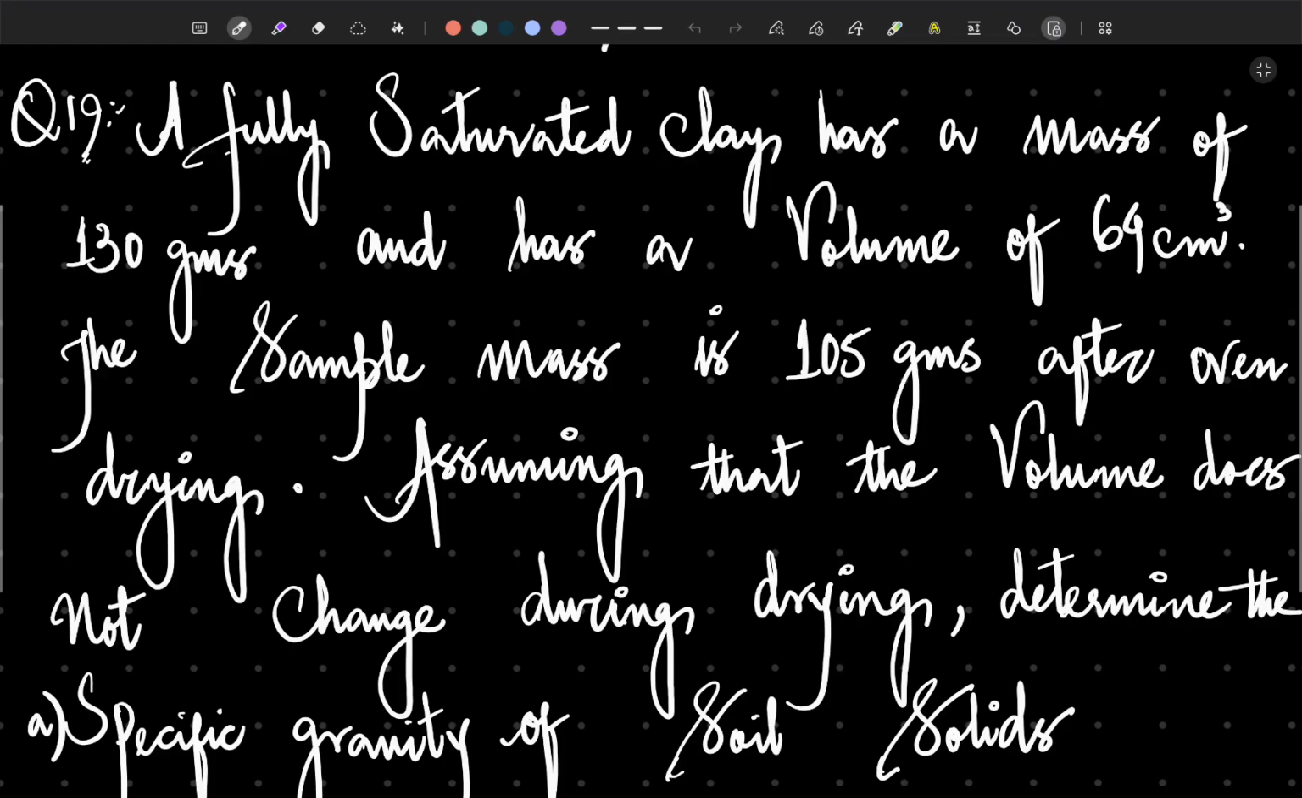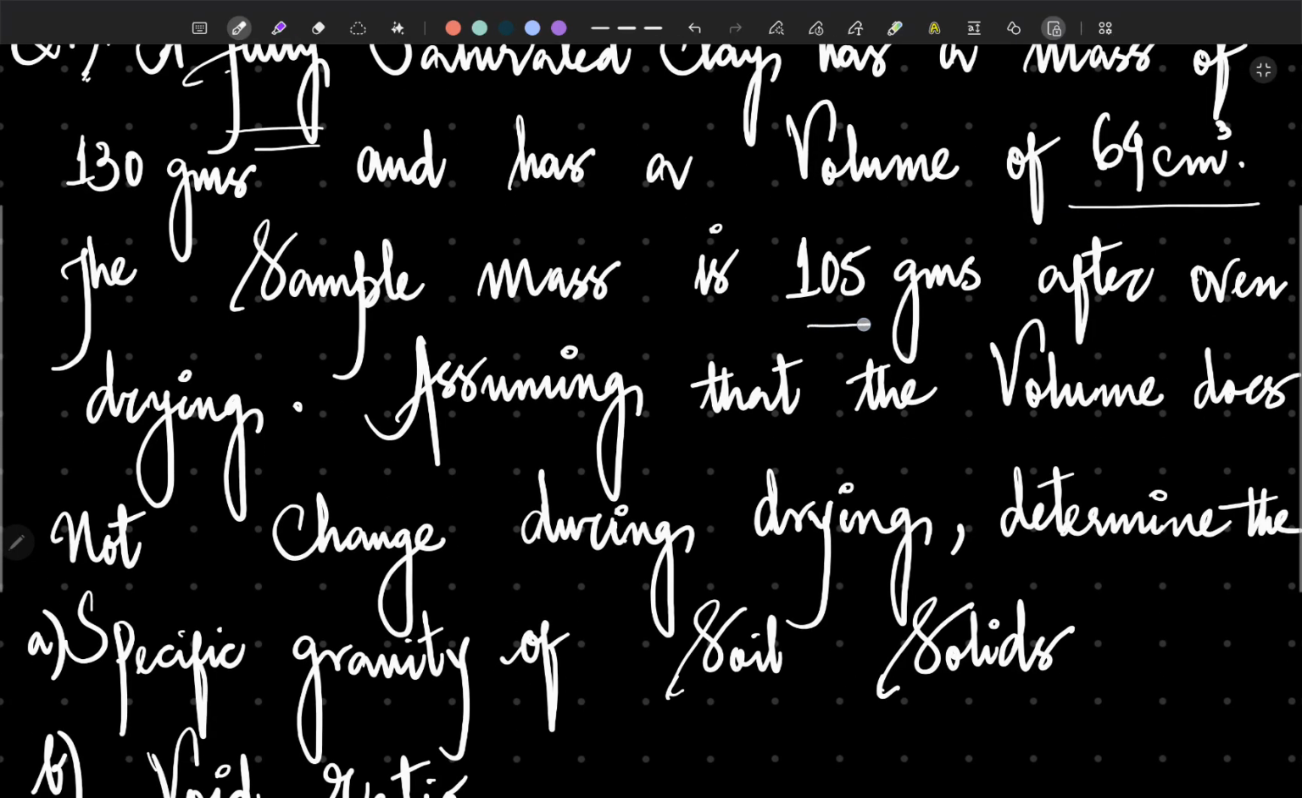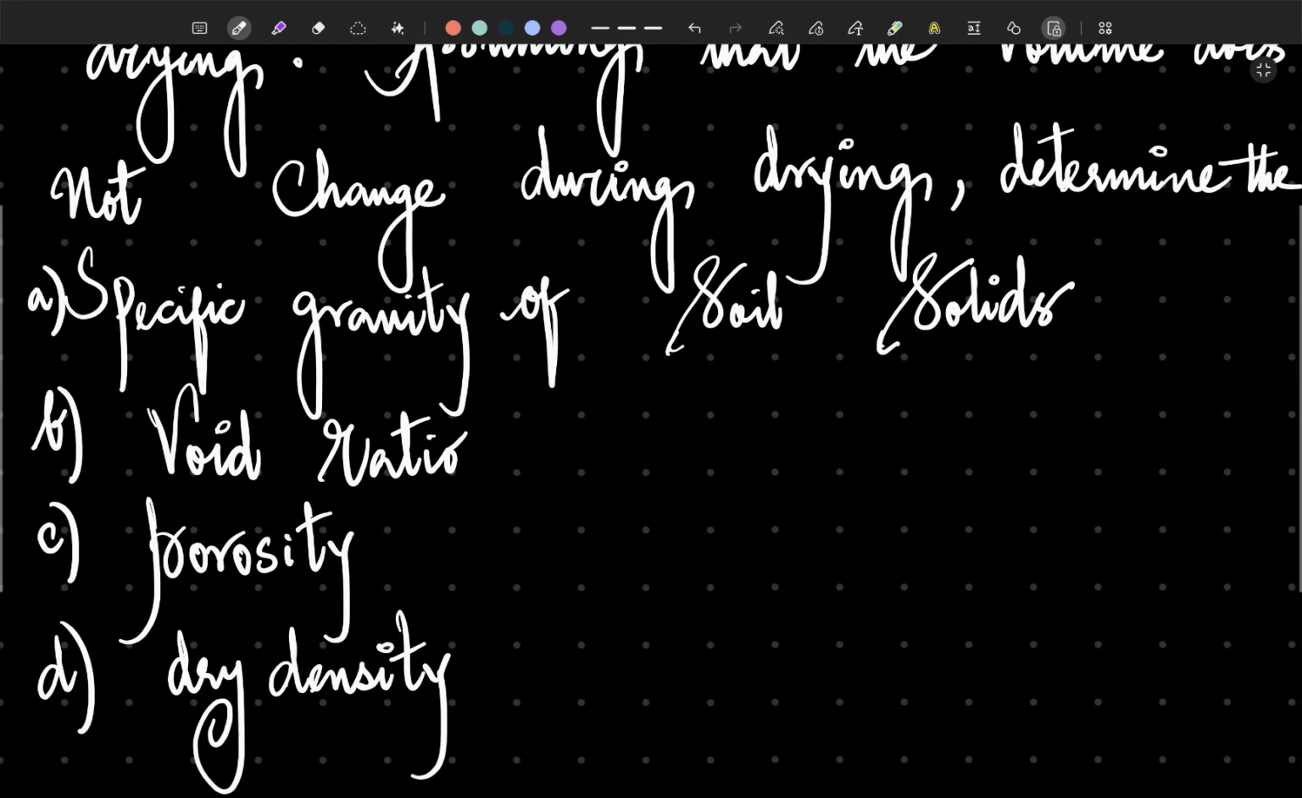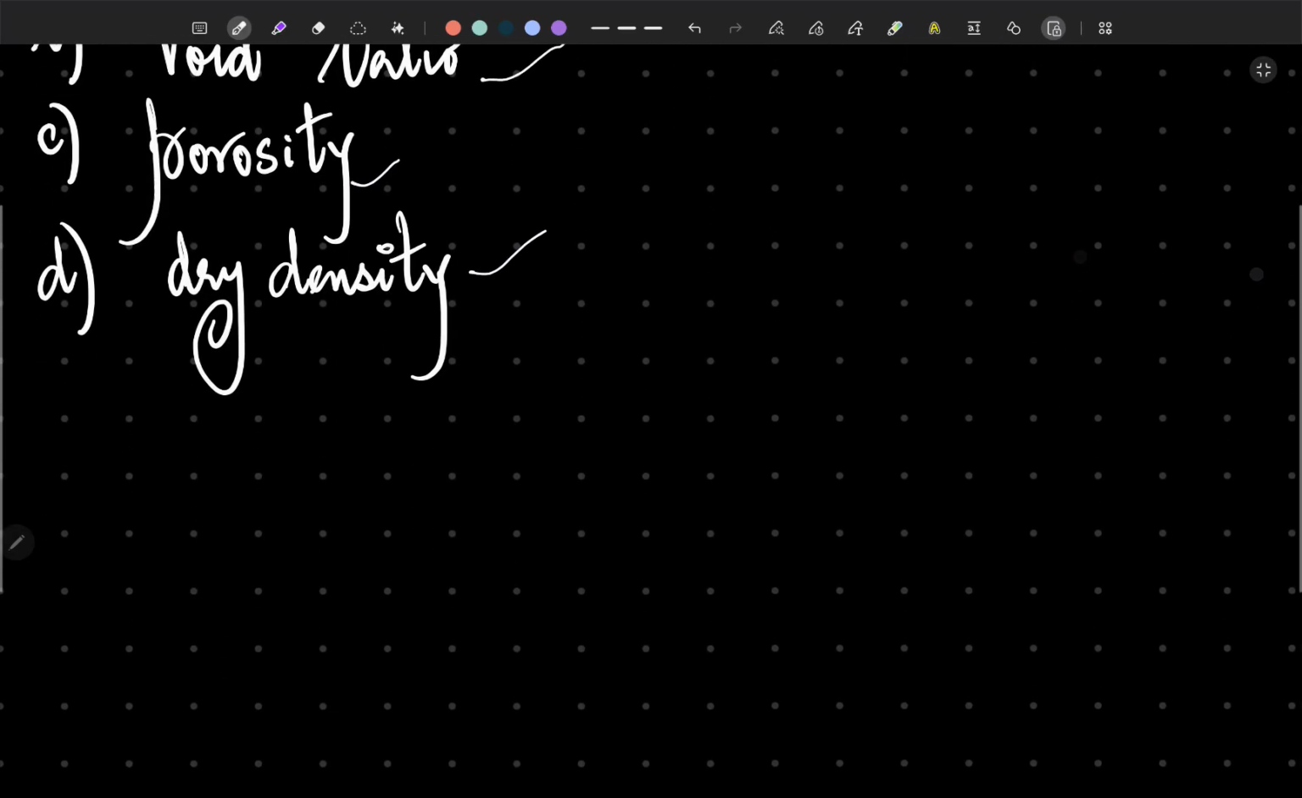So let's get started. Question is, a fully saturated clay has a mass of 130 grams and has a volume of 64 cc. The sample mass is 105 grams after oven drying. Assuming that the volume does not change during drying, determine the specific gravity of soil solids, void ratio, porosity, and the dry density. All right, so let's solve this question.